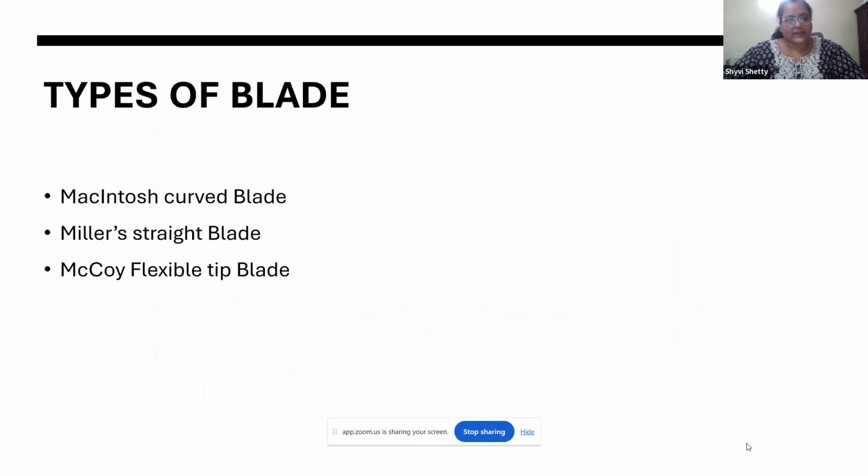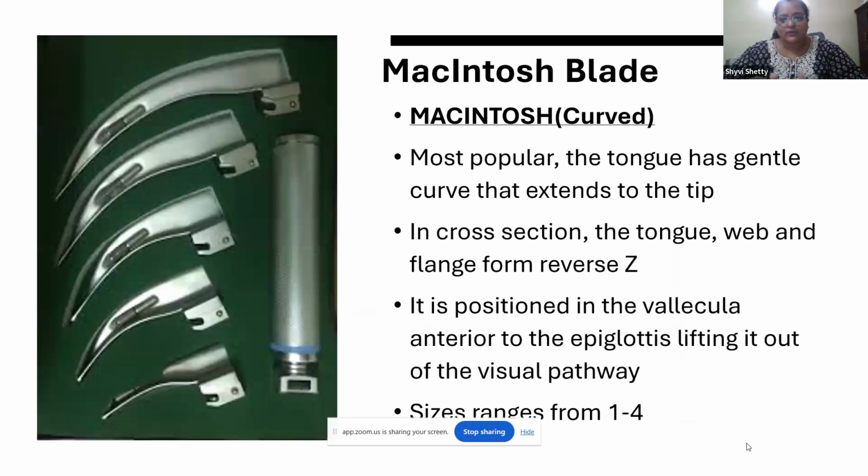So, coming to the types of the blade, we have a Macintosh curved blade, Miller straight blade, and the McCoy flexible tip blade. Now, these are some of the prototype blades, and whatever modification comes further is a modification of these blades. Coming to the Macintosh blade, it is the most popular blade, and the tongue of the blade has a gentle curve that ends at the tip. In the cross section of the tongue, web and the flange, it forms a reverse Z. It is positioned in the vallecula anterior to the epiglottis, lifting it out of the visual pathway. And the various sizes that are seen here would be mainly from size 1 to 4.